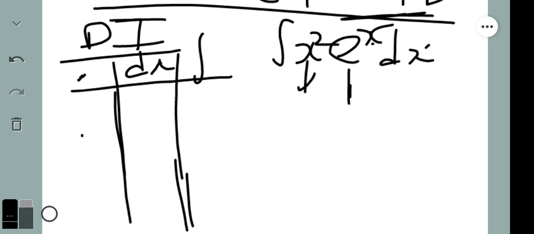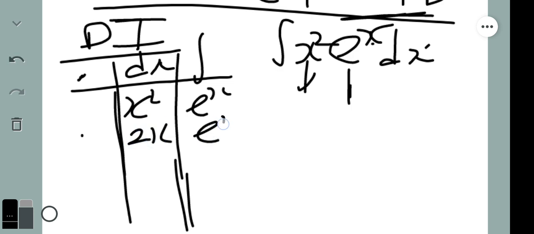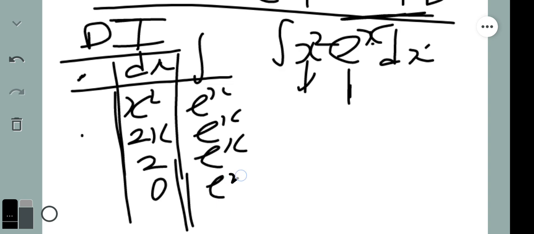So because of that, we can easily finish up our question now. This is our u, so place it here, and this is our dv, so place it here. We are going to be differentiating this side and integrating this side. So let's differentiate this one. What do you have? 2x, and let's integrate this one. We have exponential x. Differentiate this one again, you have 2. Here you have exponential x. Differentiate this, you have 0. You have exponential x. Since you have gotten 0, we'll stop.